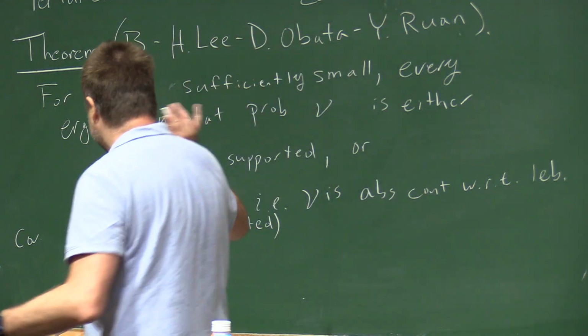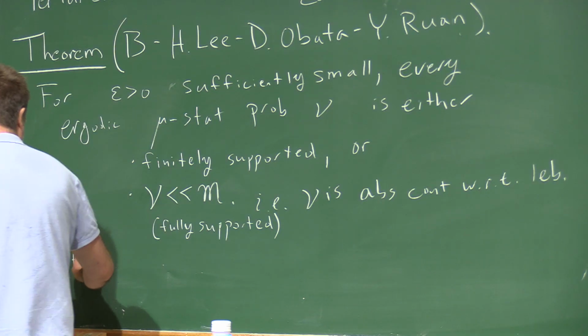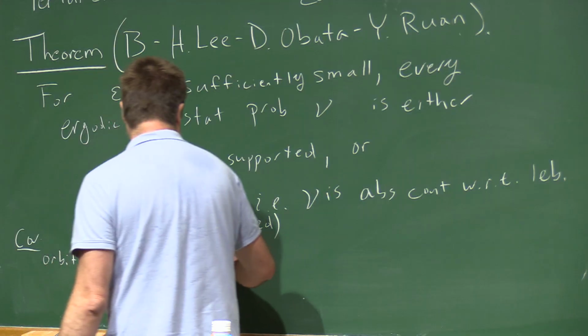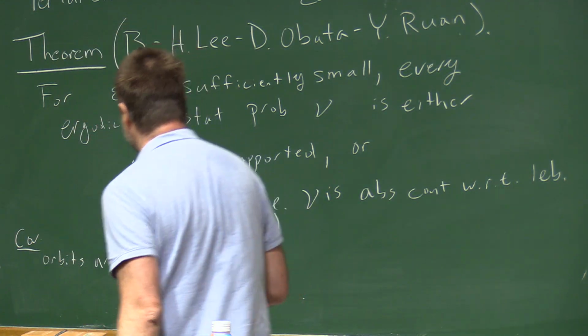So I think, as a consequence of this, we can also get orbits are finite or dense. And I think we get an equidistribution as well.